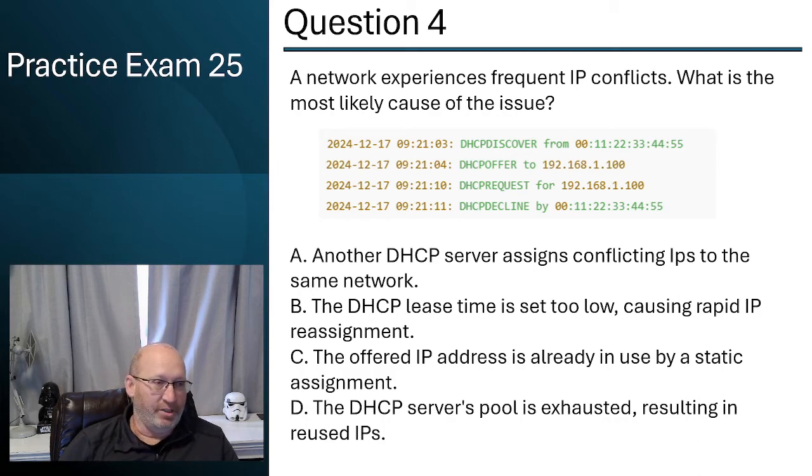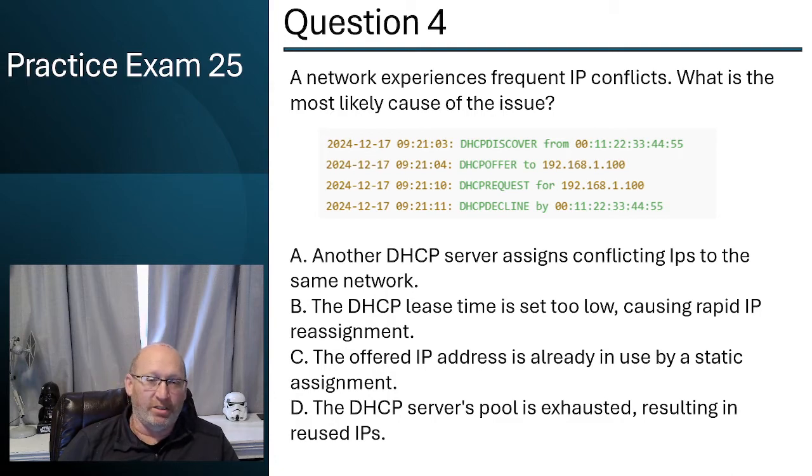I'll give you a second to read through this because I know there's a lot of information on there. But again, you can pause that video. And so we're going to answer this one. We're going to start with A again. Another DHCP server assigns conflicting IPs to the same network. Maybe it's a good answer. B, the DHCP lease time is set too low, causing rapid IP reassignment.